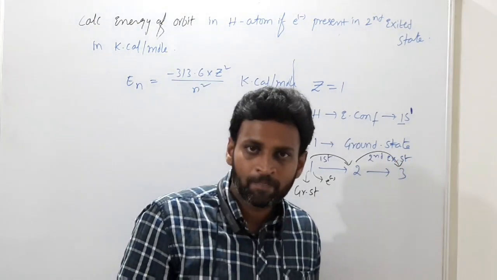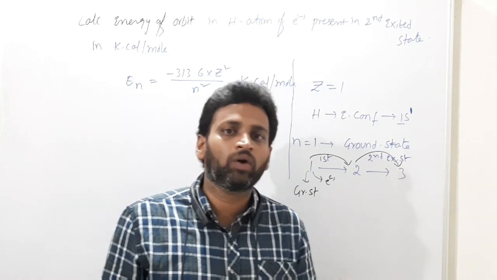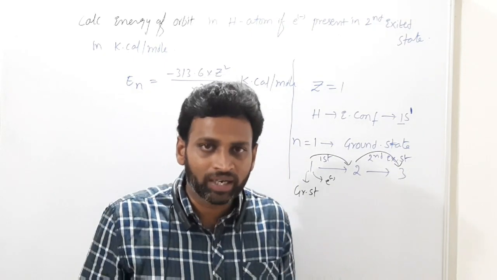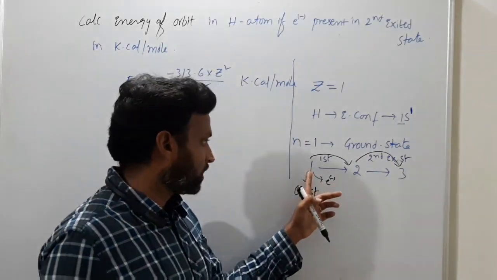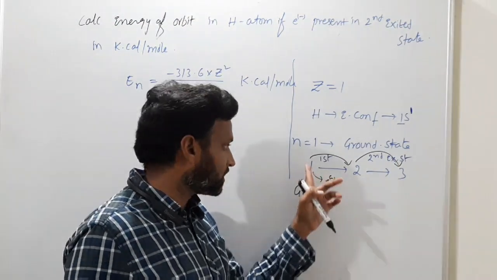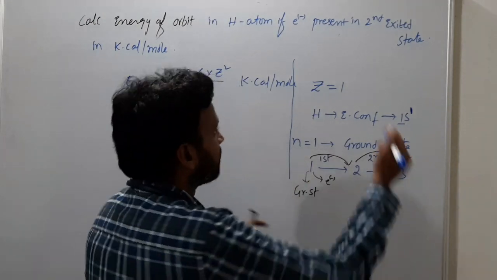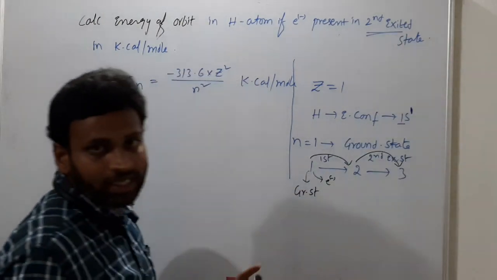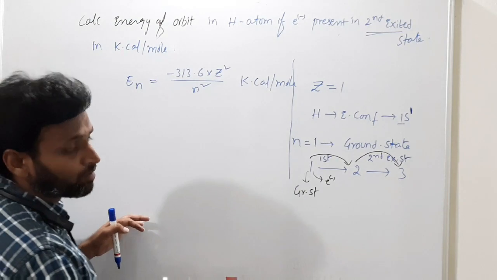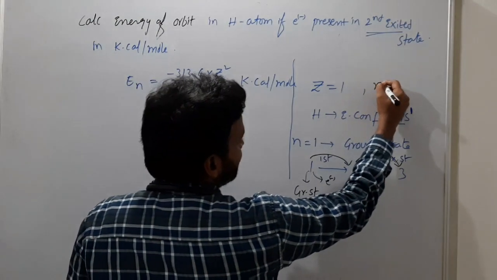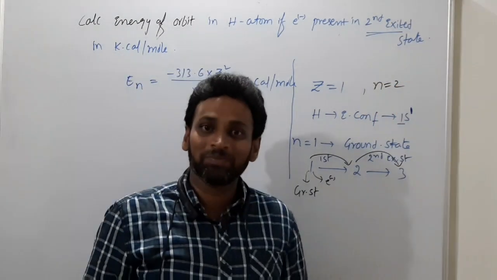Hope you understood. If you have any doubt, no need to hesitate, feel free to ask, no problem. So 1 is the ground state, first excited state means 1 to 2, second excited state means 2 to 3. So the electron is present in what excited state? They said second excited state. Few people are very smart. Second excited state, N is equal to 2.